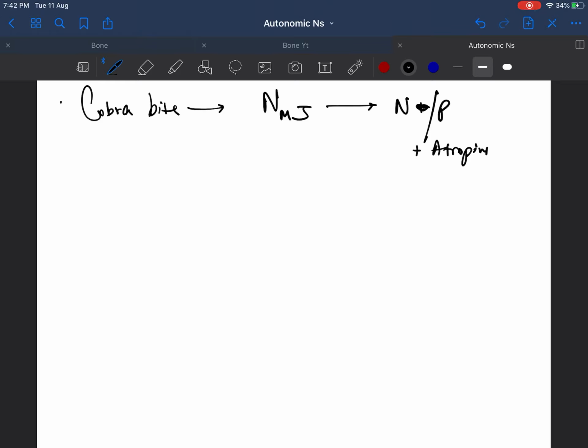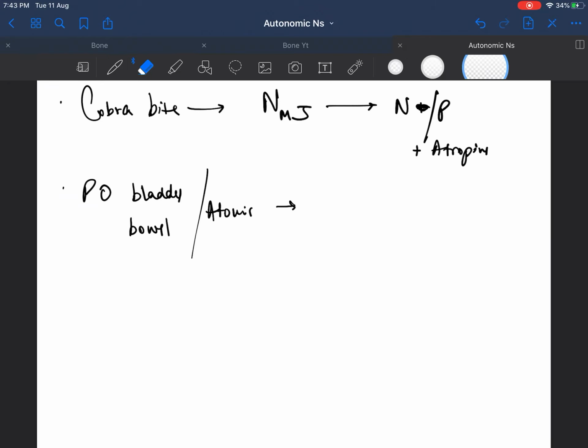Also, in other cases like for example, post-operative bladder problems, like we discussed the indications of bethanechol, and obstructive bowels, the atonic conditions. You can give neostigmine in these conditions, because these will wonderfully act in the peripheral circulation.